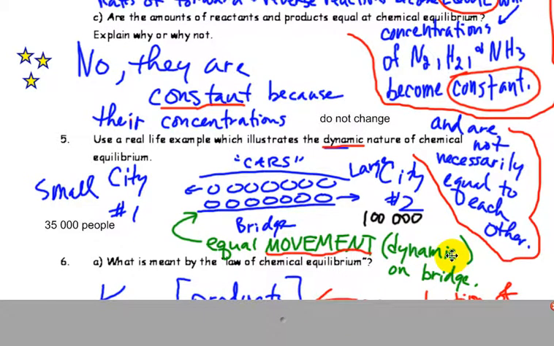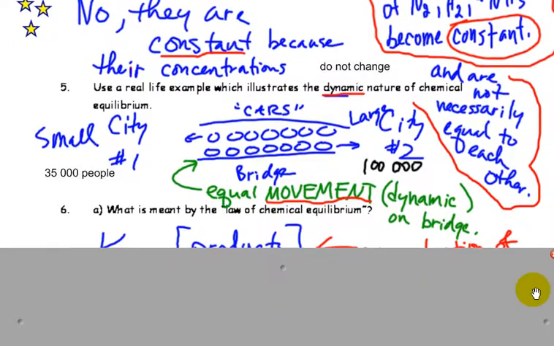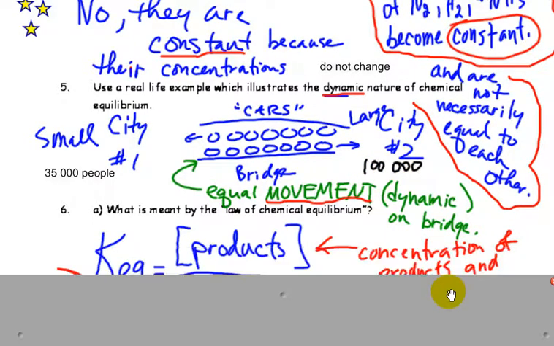Also, the word dynamic means continuous movement. So it's not that we're just sitting at 35,000 people and no one's leaving and no one's coming back. It's dynamic, meaning that there's constant loss and gain of forward and reverse motion. So that word dynamic means constant movement. Okay? So that's another example of equilibrium. So here we have reactants, products, city versus city, forward rate, reverse rate, and then the concentration, meaning how much I have there.